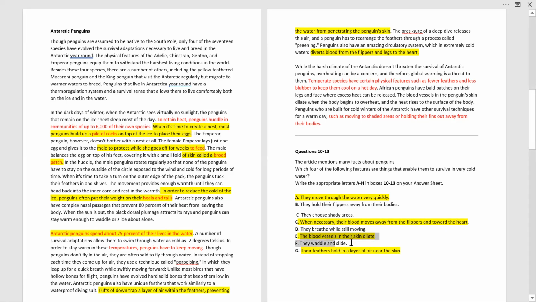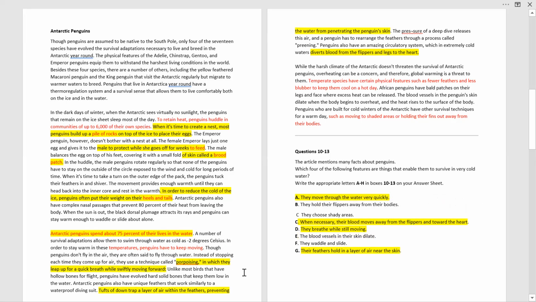Okay, now this one is true for the other weather. Now this is not a right option, so we won't be marking it in the yellow mark. So basically they breathe while still moving is another way they survive in very cold weather, which is here. This is porpoising, a technique in which they leap up for a quick breath while swiftly moving forward. If you read this one, you get why.